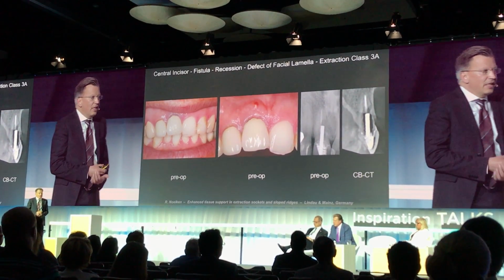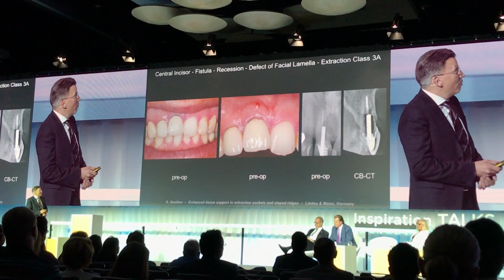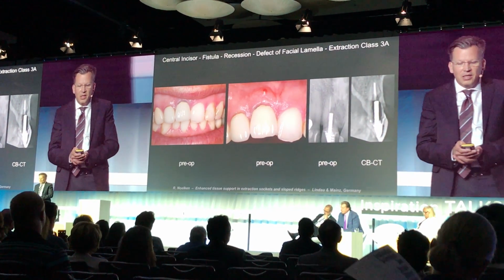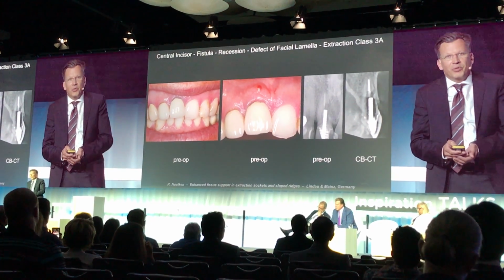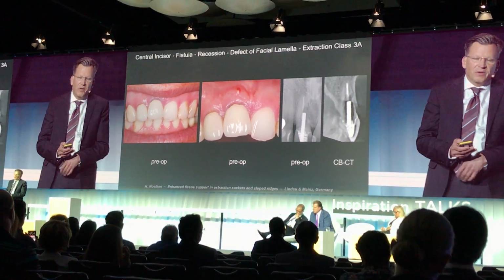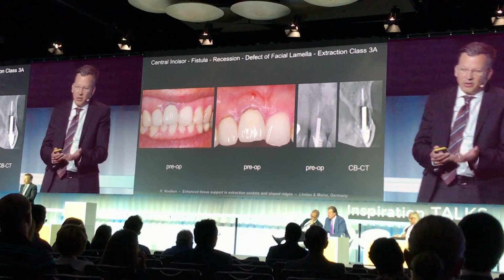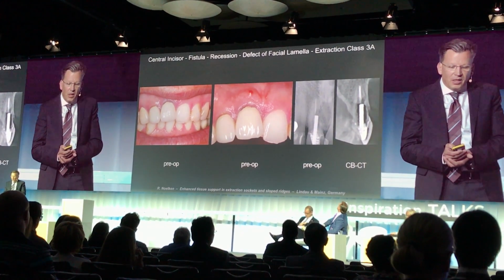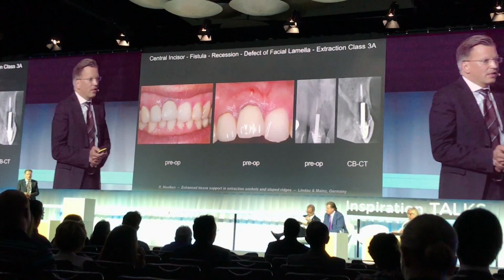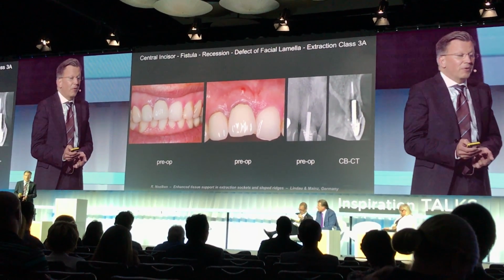So, another case. This case showed up with a quite high lip line on the left side. You can see the initial situation, presenting with a 2 to 3 millimeters recession and the perforation of the facial bony lamella and the root. So the tooth has to be extracted. But how should we treat this case? Should we use a connective tissue graft or not?